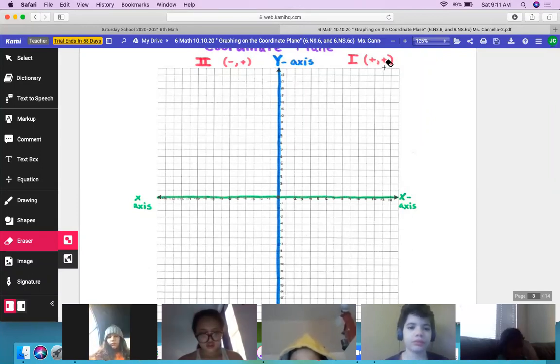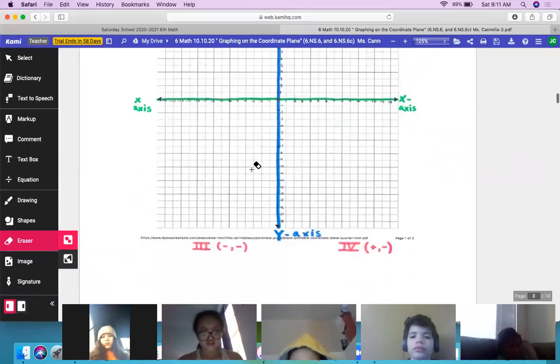As you can see, the plus plus shows me X comma Y. So in quadrant 1, the X is positive, the Y is positive. In quadrant 2, the X is negative, the Y is positive. I'm going over this for a reason. In quadrant 3, the X is negative and the Y is negative. And in quadrant 4, the X on the green is positive and the blue, which is the Y, is negative.